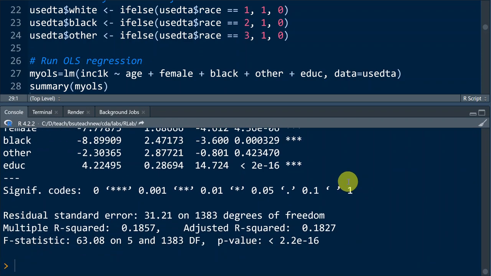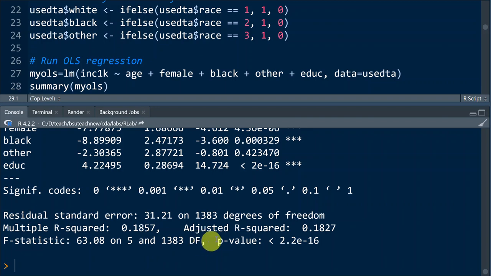Well, let's continue to look at model fit statistics. Here, there are a couple numbers we want to check into. First, multiple R square, which is equal to 0.1857. That means with our model, with all the covariate predictors we introduced into this regression equation, we're able to explain 18.57% of the variation in the dependent variable. In this case, it is income in $1,000.